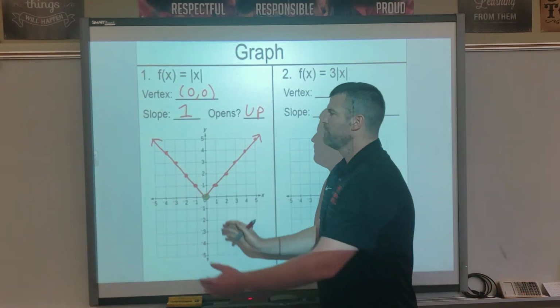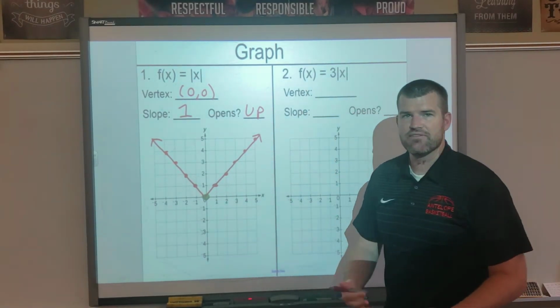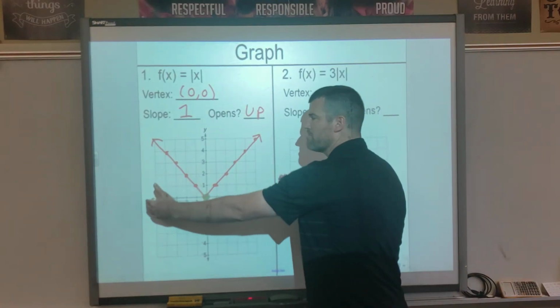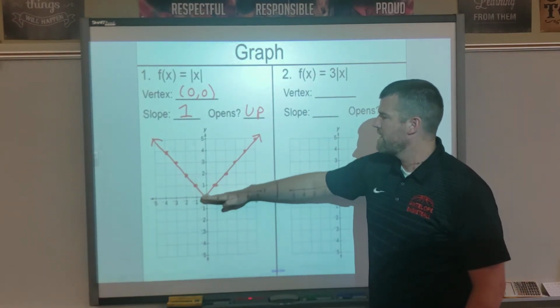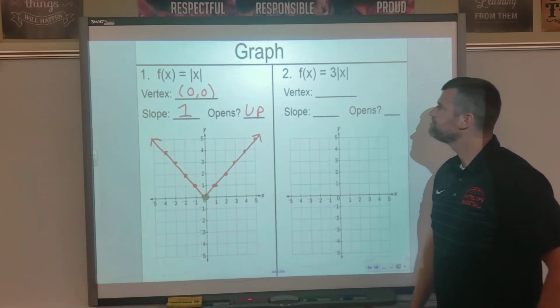We have an interval that's decreasing and then an interval that's increasing, so we still have those types of questions we could ask. We still have a domain of all real numbers. We have a range of y is greater than or equal to 0, just like we did with quadratics.